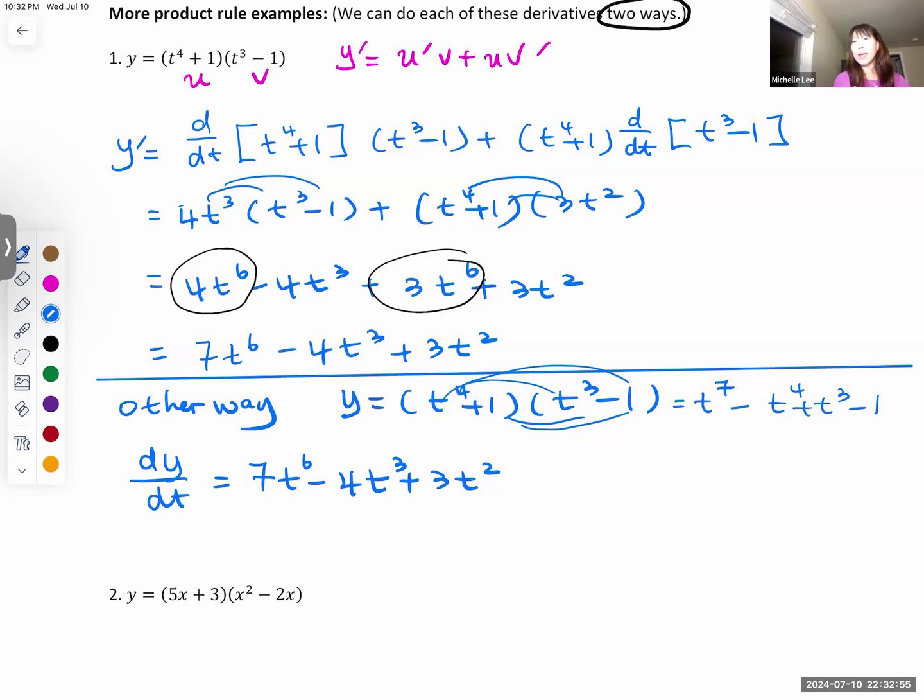So taking the derivative is always hard. So algebraic simplification is easier, right? So if possible, simplify first algebraically, then we apply the derivative. That is the easiest way, okay? All right.